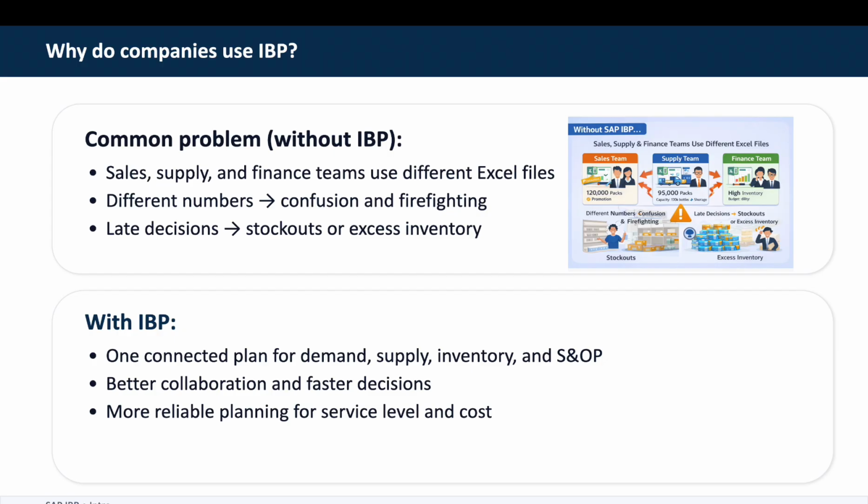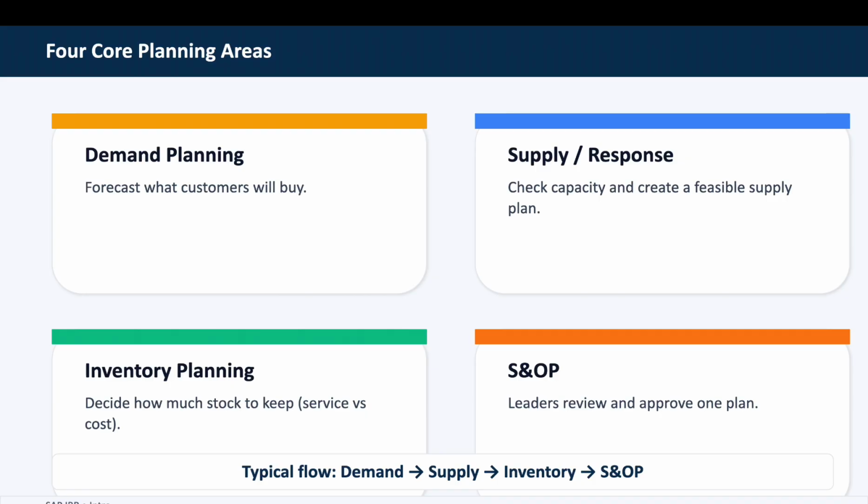Late decisions cause either excess inventory or stockouts. So SAP IBP solves this by giving one connected plan. All teams see the same data and make decisions together. SAP IBP mainly supports four major areas. The first one is demand planning, then supply or response planning, inventory planning, and S&OP, sales and operations planning.